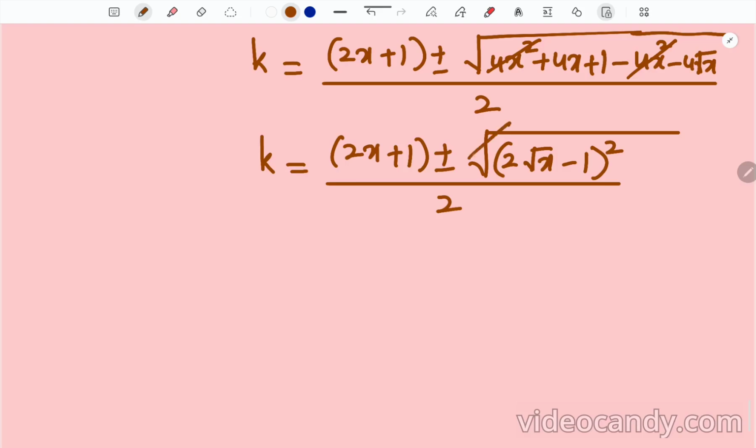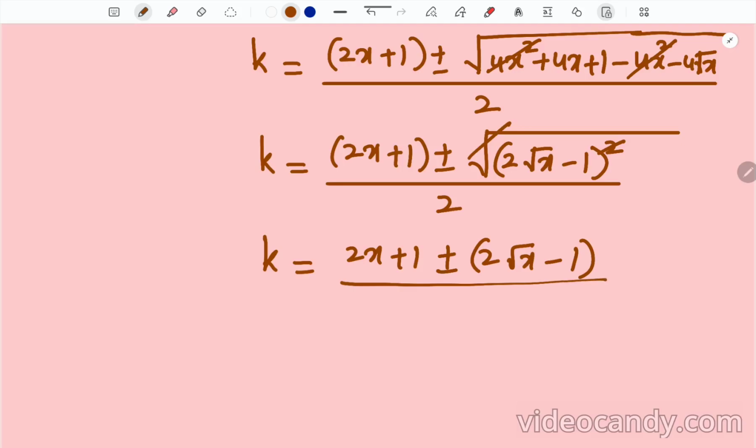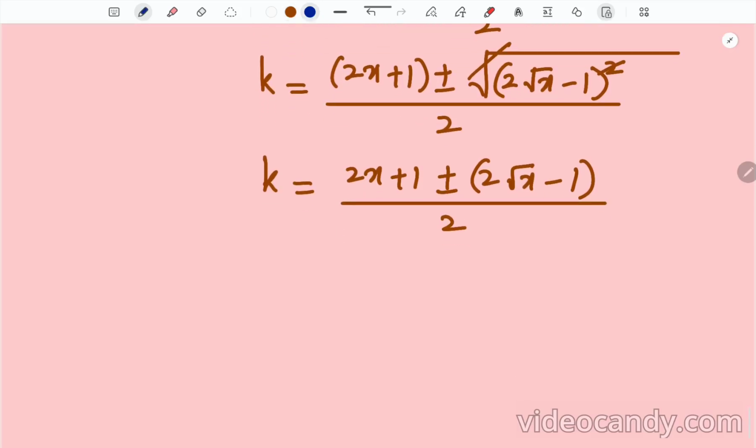Now let us simplify by cancelling this square and square root. Therefore the value of k is 2x plus 1 plus or minus 2 root x minus 1, by 2. Here you have plus or minus, therefore you should take one plus, one minus. Therefore you will get the value of k as x plus root x, that is one value, and one more value of k you will get, that is x minus root x plus 1.